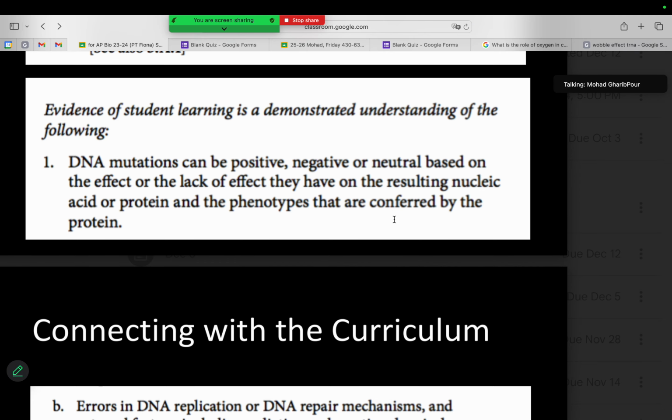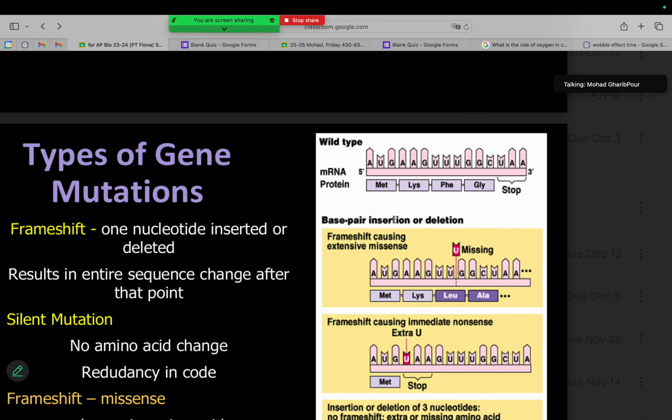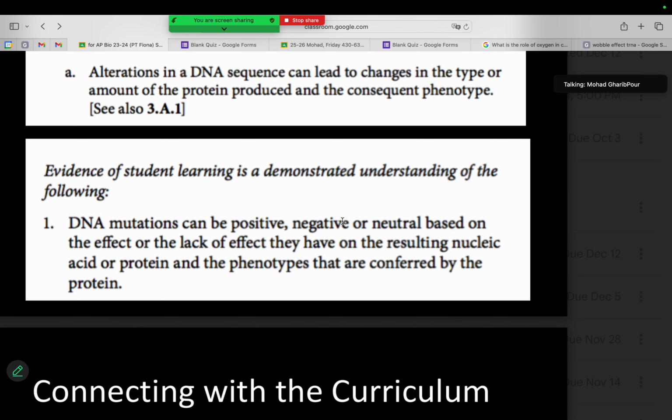So many things to consider here. I'll go over it in detail in this section, but as you can see, you have to look at what's the nucleic acid that results? What's the protein that results? So the amino acid sequence. What's the phenotype that results? So you have to consider all these things to determine, is this positive, negative, or neutral?